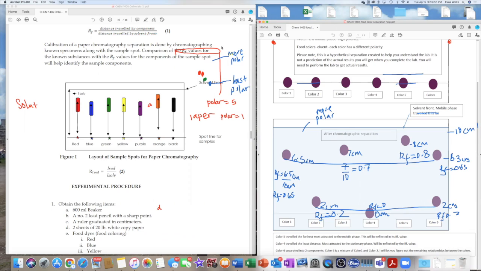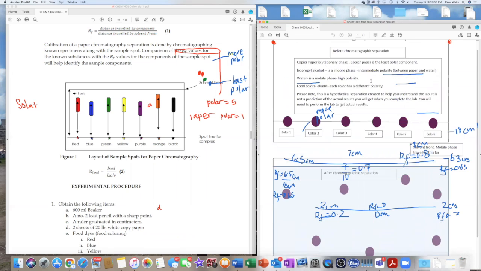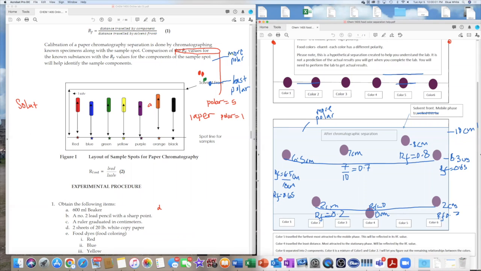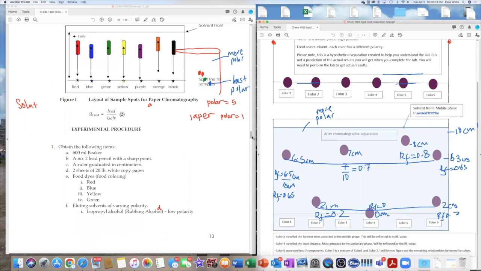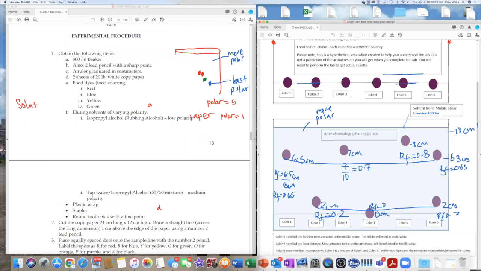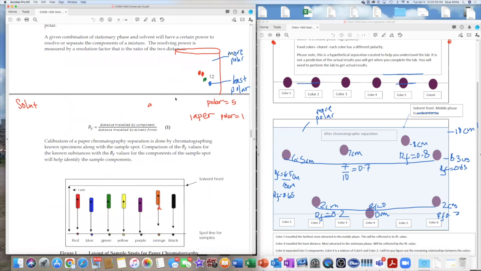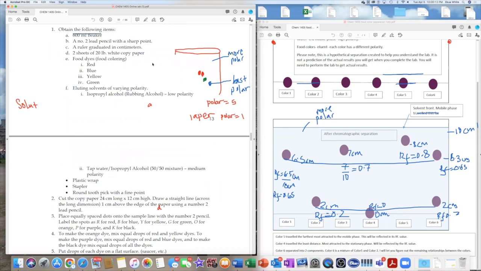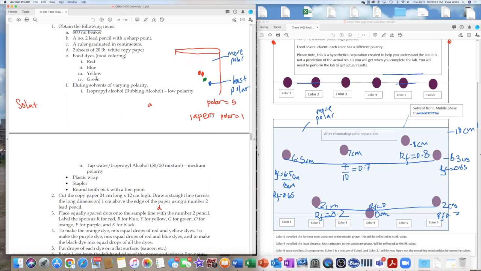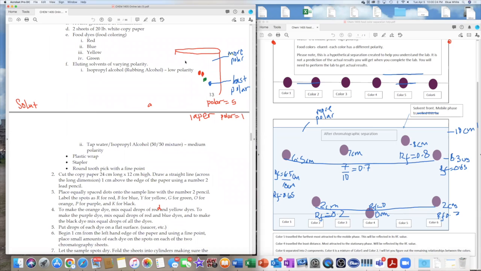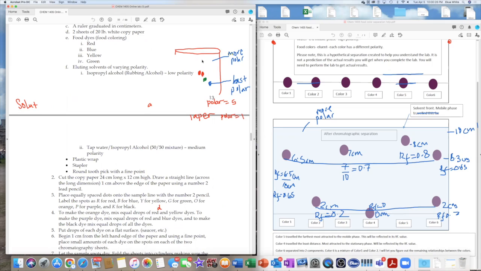Okay, so essentially this handout I already have posted should help you make sense of this. So in your experiment, of course, it's telling you what to use. You're going to be using a beaker. That's essentially the beaker I drew up here. I've already erased it. The pencil is where you're going to be marking the spots before you put on the color, or before you spot the colors on there. The white copy paper, that's what's going to be used as the stationary phase. You have the colors red, blue, yellow, and green.